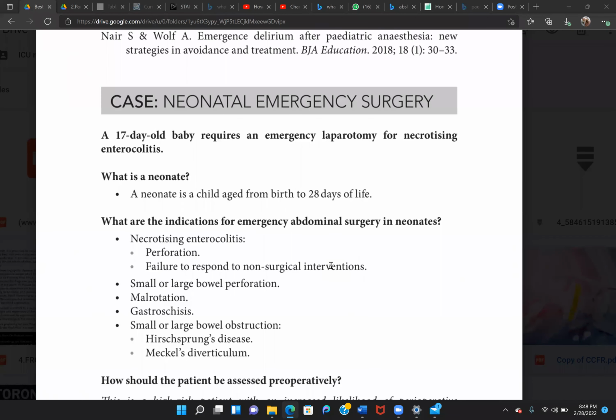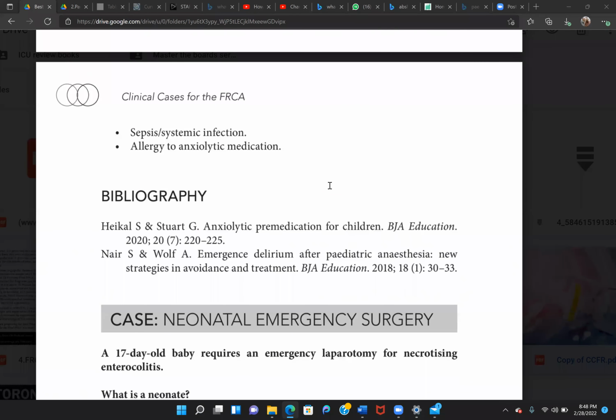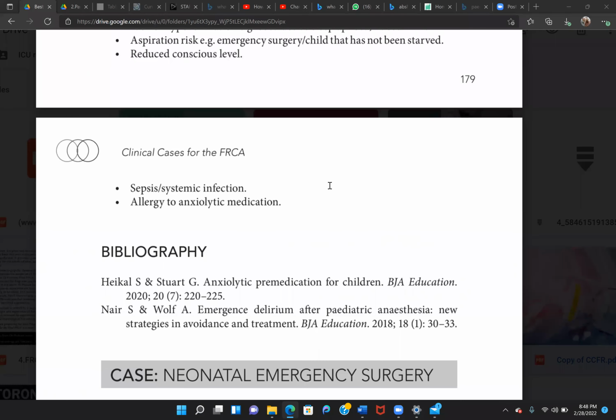So I'm just passing through quickly. Neonatal emergency surgery. What are the neonatal emergency surgeries? If you can just think, there can be obstructed hernia. There can be foreign body. There can be intestinal obstruction, laparotomy. What else?